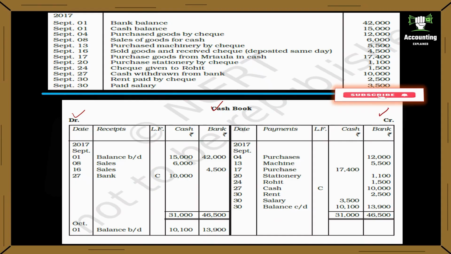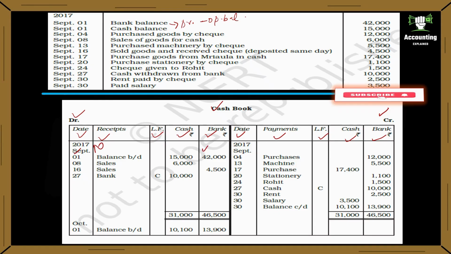Then columns are date, receipts, LF, cash, bank on the left side, and on the right side it is date, payments, LF, cash, bank. Okay, first is on September 1, bank balance. They have not mentioned it as OD, so we have a debit balance. It is the opening balance. So on September 1, to balance brought down under the bank column 42,000.